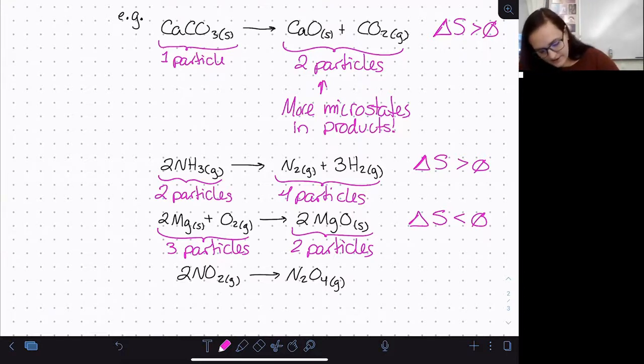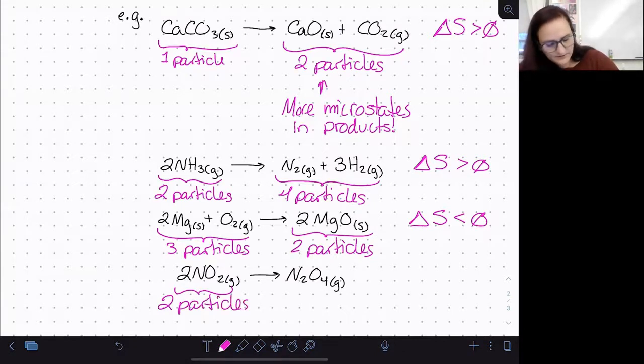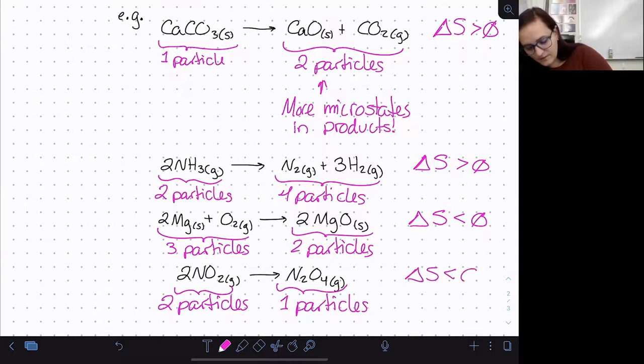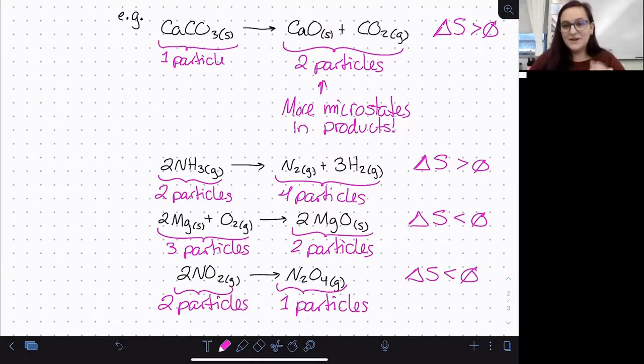And last but not least, our coefficient of 2 tells us that we have 2 molecules on the left and only 1 on the right. So we're taking those 2 particles and attaching them together so that they're only one thing, which means that we're going to have fewer possible microstates in our products than we did in our reactants. So as this reaction proceeds, the number of microstates decreases, which means that the entropy decreases. So delta S is less than 0 for this reaction as well.